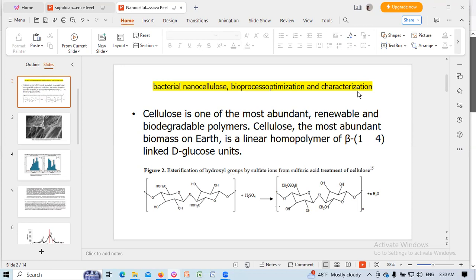Welcome. Today I have taken one topic about nanocellulose, that is bacterial nanocellulose. First of all, cellulose is one of the most abundant, renewable and biodegradable polymers. Cellulose, the most abundant biomass on Earth, is a linear biopolymer of beta-1,4 linked D-glucose units. This is the structure of cellulose.